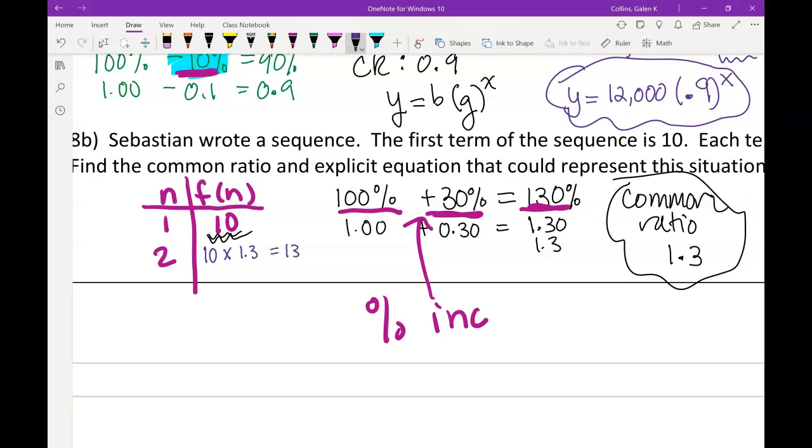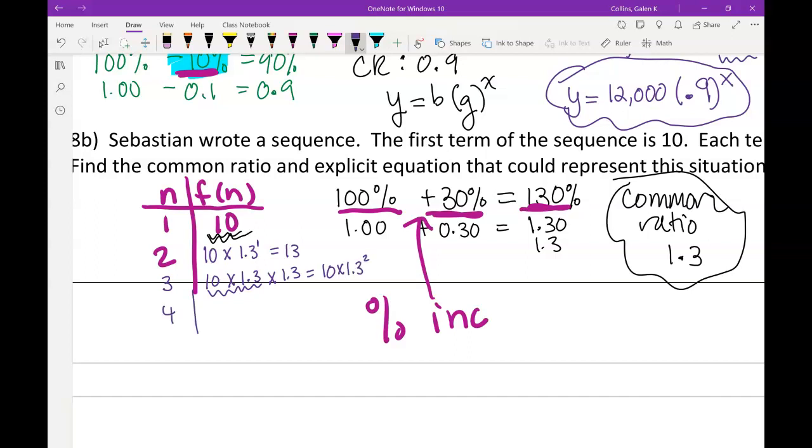So I'm multiplying 10 by 1.3 one time. So this next number is going to be 13 times 1.3, but that's the same as 10 times 1.3 times 1.3. So this part is our previous term, but I'm multiplying by 1.3 again. So I could think of that as 10 times 1.3 to the second power.